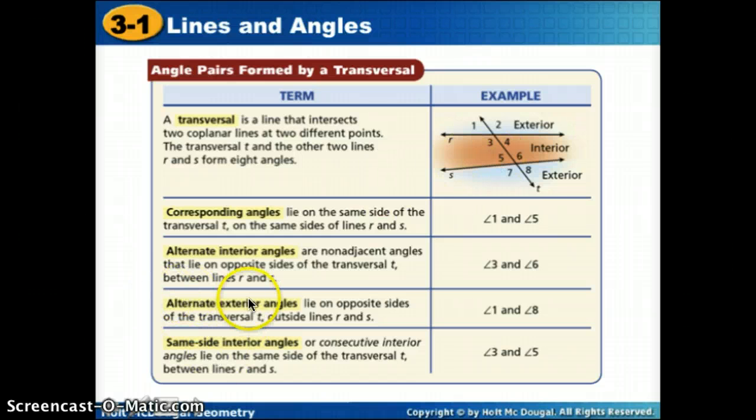Okay, we have alternate exteriors, same idea, but we want to use our exterior angles. So I could say 7, the one on the alternate side of the transversal, outside the 2 lines, is angle 2, and then angles 1 and 8.